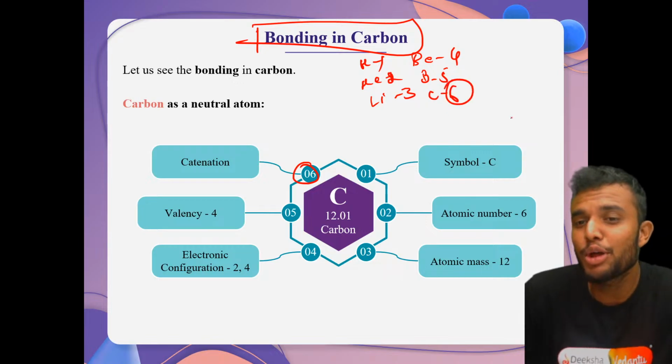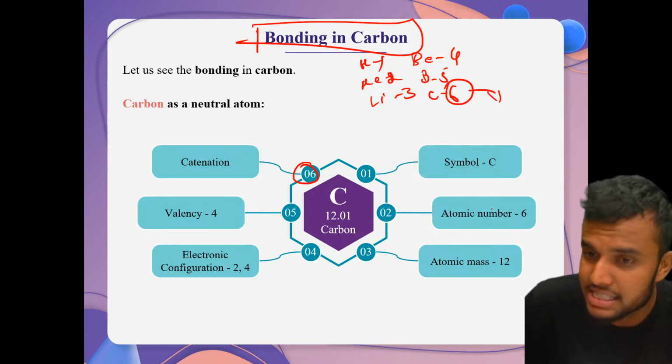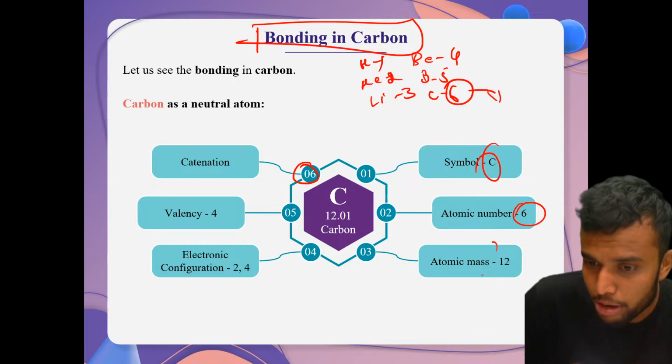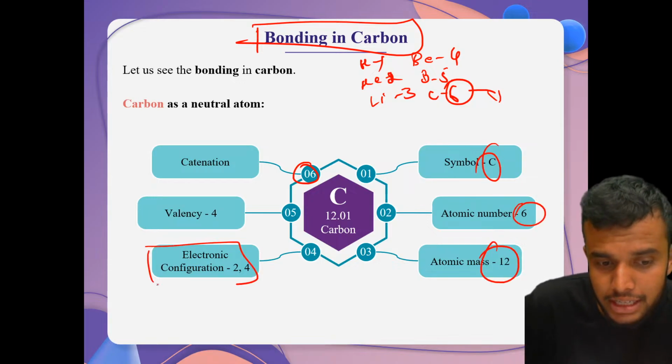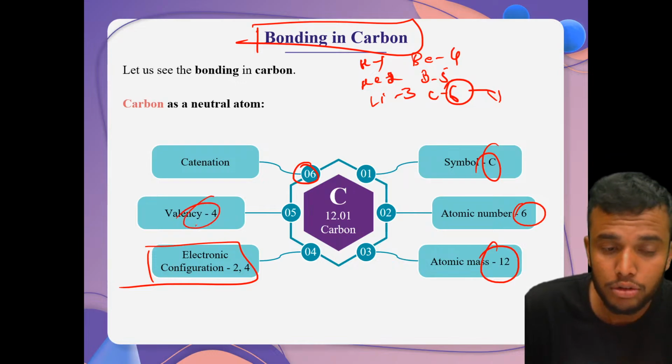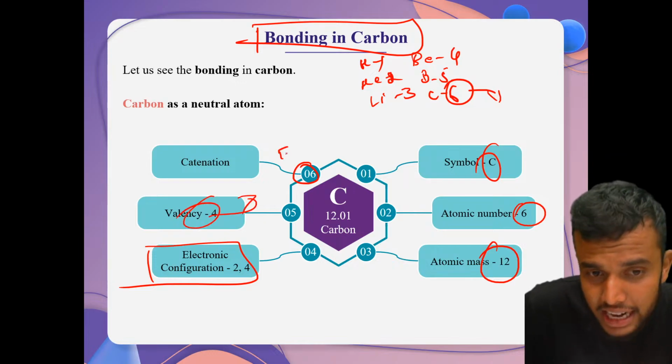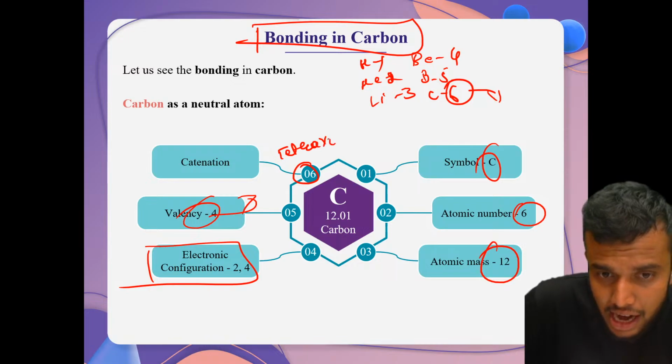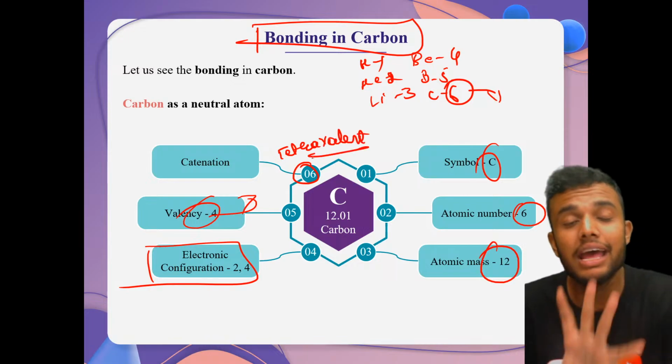The atomic number of carbon is 6. Its symbol is C, its atomic mass is 12, and its electronic configuration is this one. Then its valency becomes 4. Carbon is called tetravalent. Tetravalent means it has a valency of 4.